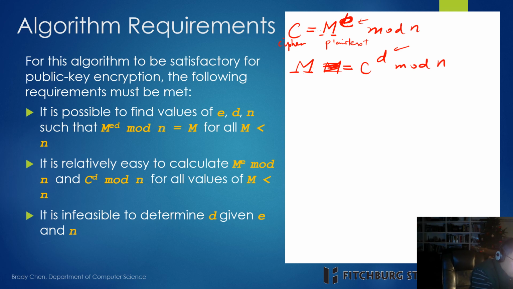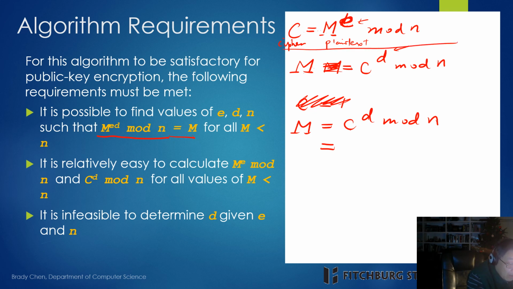So we have to make sure that M to the ED mod N equals M. Why is this? Because if we hope that C to the D mod N is the plain text, then we need to substitute the first statement. So replace C with the right side. So we have M to the E mod N, replacing C with this, to the D mod N, right?